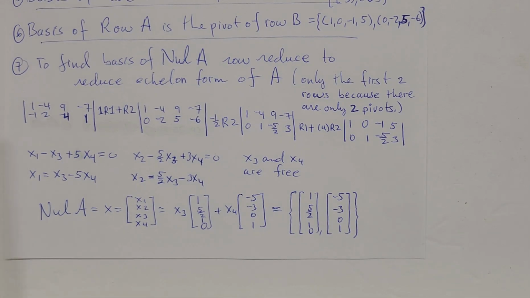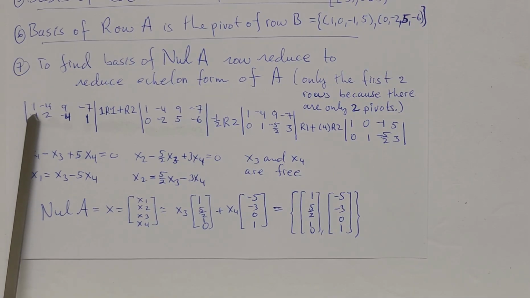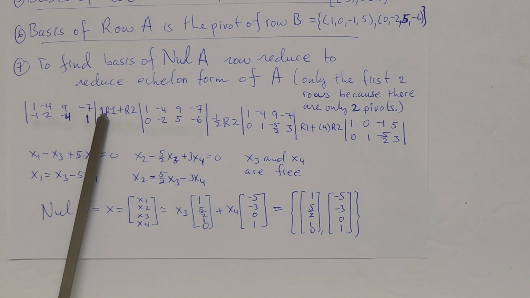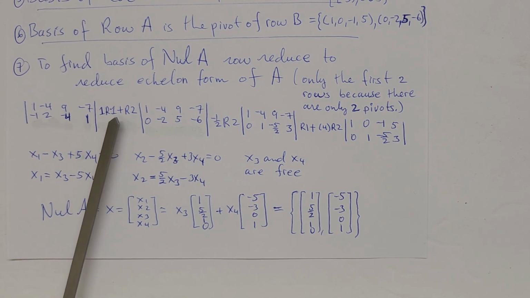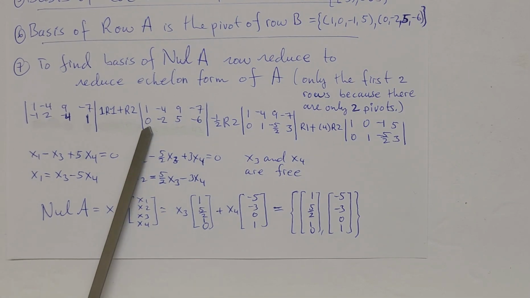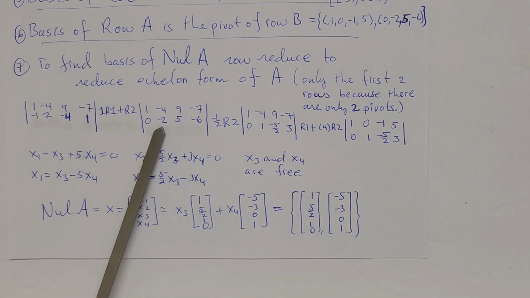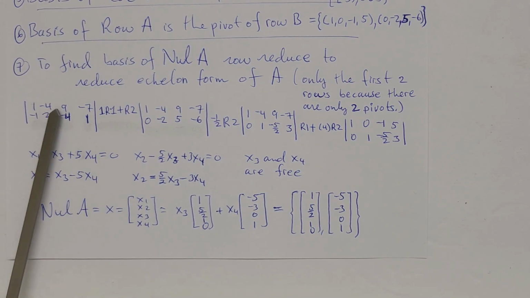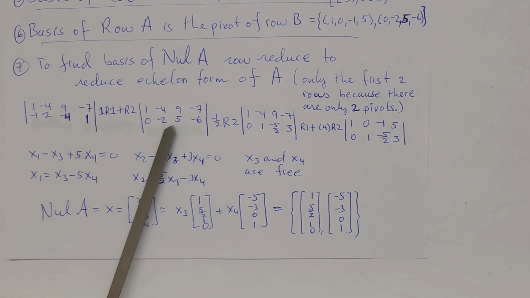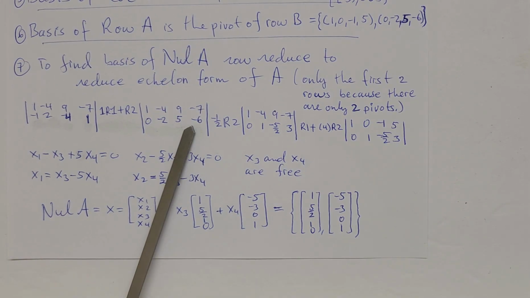So now we do row operations or row reduce. We need this to be a 0 right here. So opposite of -1, we do +1. So +1 times row 1 plus row 2. So 1 times 1 is 1. Subtract -1, 0. 1 times -4 is -4, plus 2 is -2. 1 times 9 is 9, subtract 4 gives me 5. 1 times -7 gives me -7, plus 1 gives me -6.